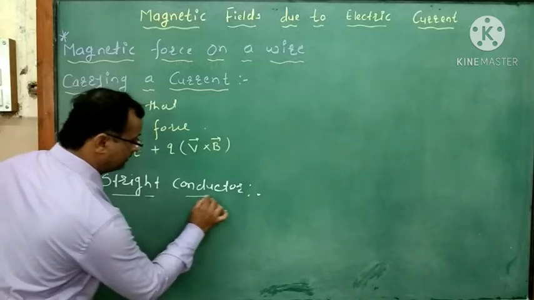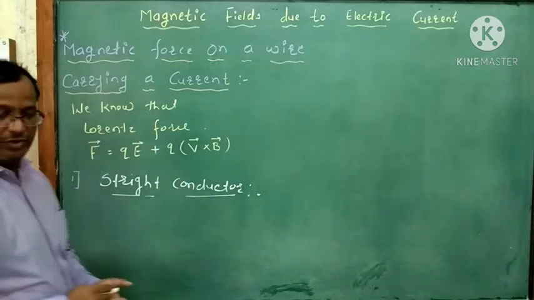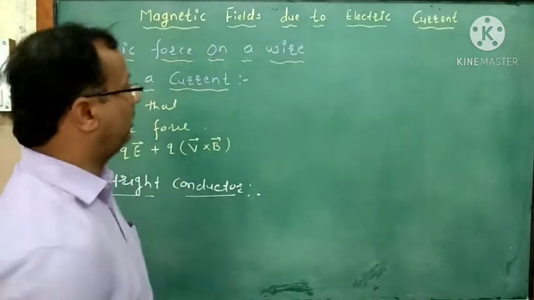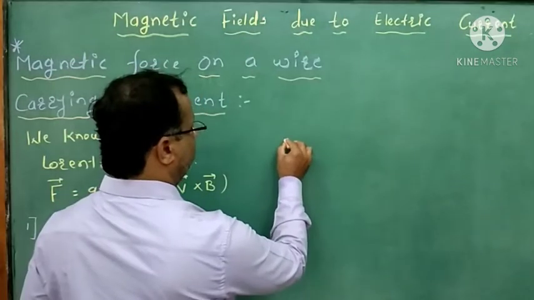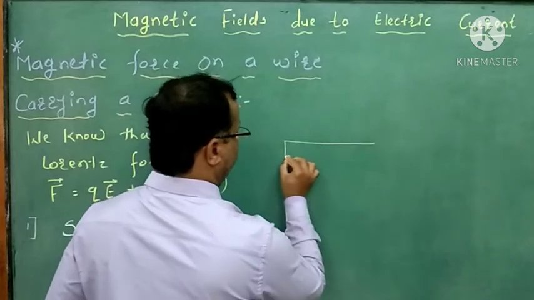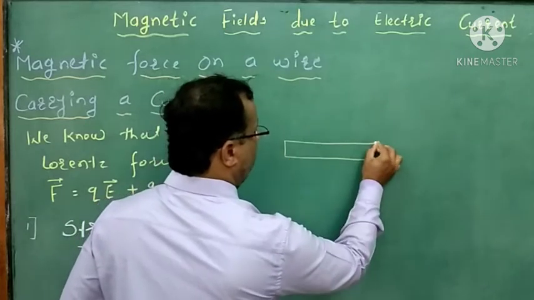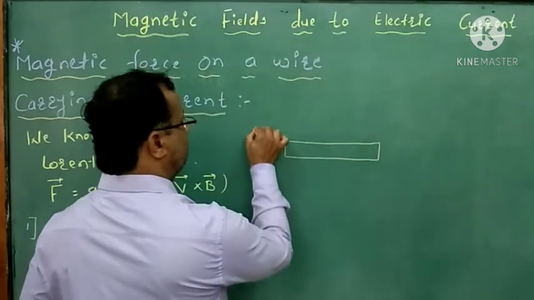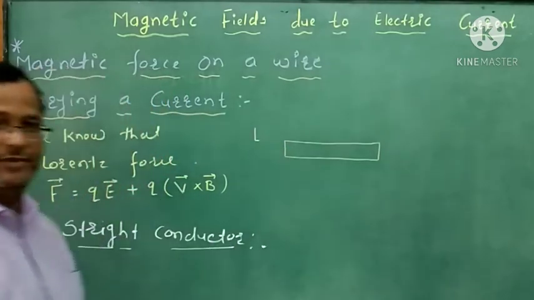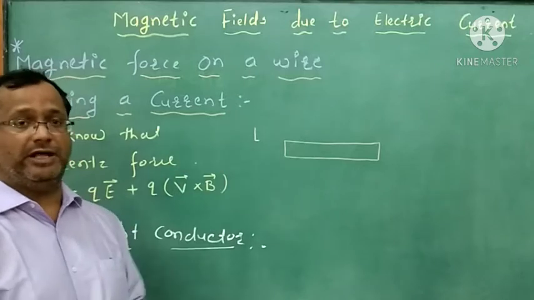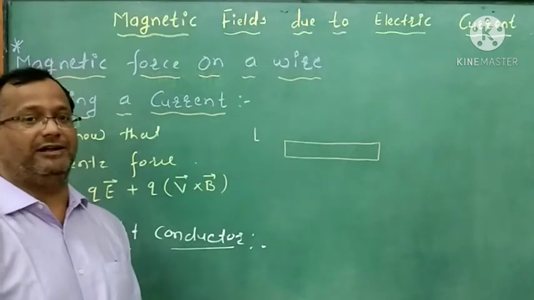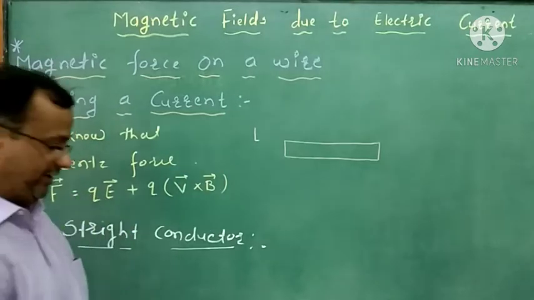For that, first of all, we want to take one straight conductor. Suppose we consider this is the straight conductor. The length of this conductor is suppose L. Right? And this conductor is placed inside the external magnetic field.